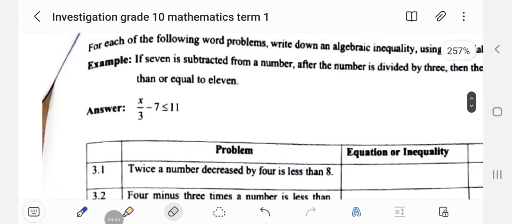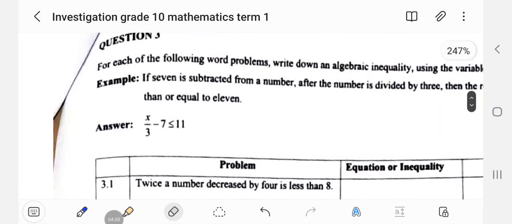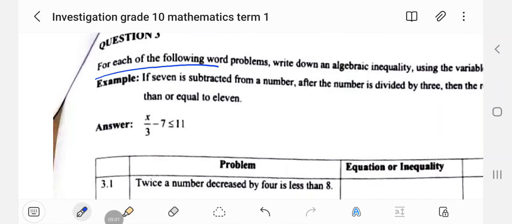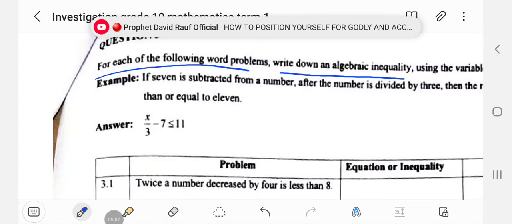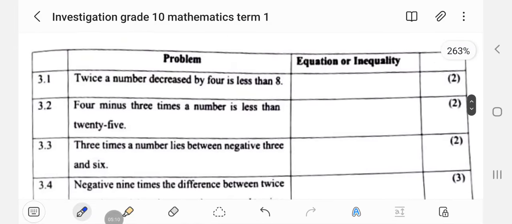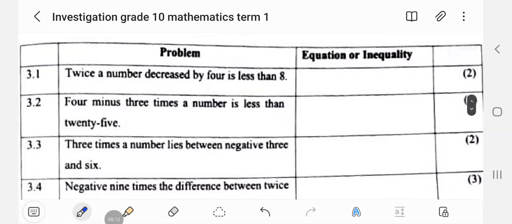3.1. What are they saying? For each of the following problems, write down the algebraic inequalities. So this is a word problem. 3.1, twice a number. Twice is 2. We don't know the number, so we'll use x. Twice a number, decrease. Decrease is minus. Decrease by what? By 4, is less than 8. There we go.